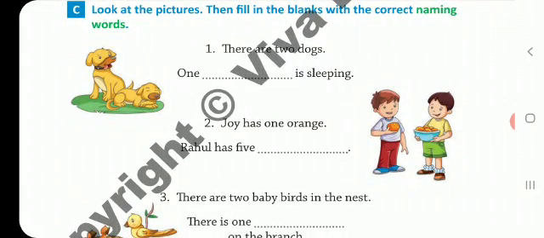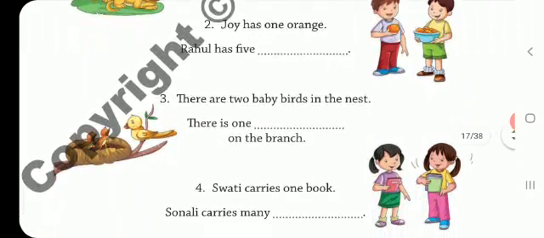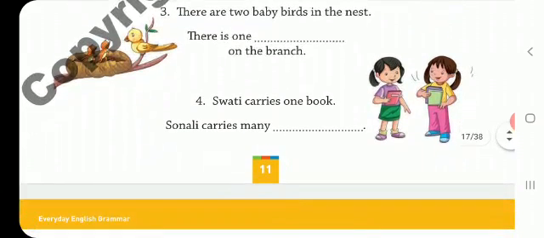Now look at the picture, then fill in the blanks with the correct naming word. There are 2 dogs. One dog is sleeping. Joy has 1 orange. Rahul has 5 oranges. O-R-A-N-G-E-S. There are 2 baby birds in the nest. There is 1 bird on the branch. Swati carries 1 book. Sonali carries many books.